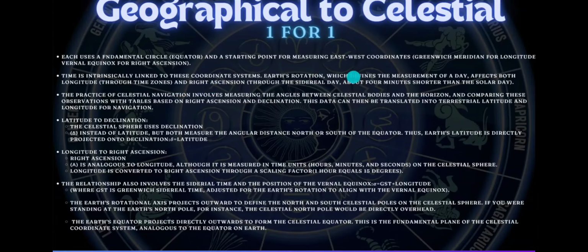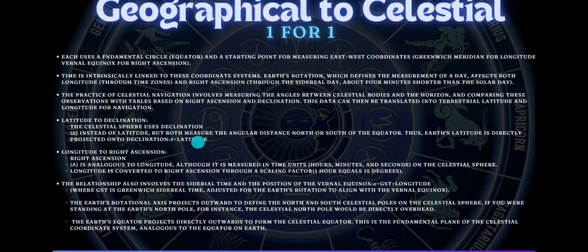Time is intrinsically linked to both of them through sidereal rotation. All of celestial navigation involves measuring the angles between these bodies and the horizon, and then comparing these observations with tables based on the right ascension and declination, and then you translate to terrestrial latitude and longitude. That's essentially the modern method of celestial navigation, right? You take local altitude observations of a star, you mark it, and then you convert that to latitude and longitude based on the time and the local hour angle transformation and the Greenwich meridian time. That's why it's so important.